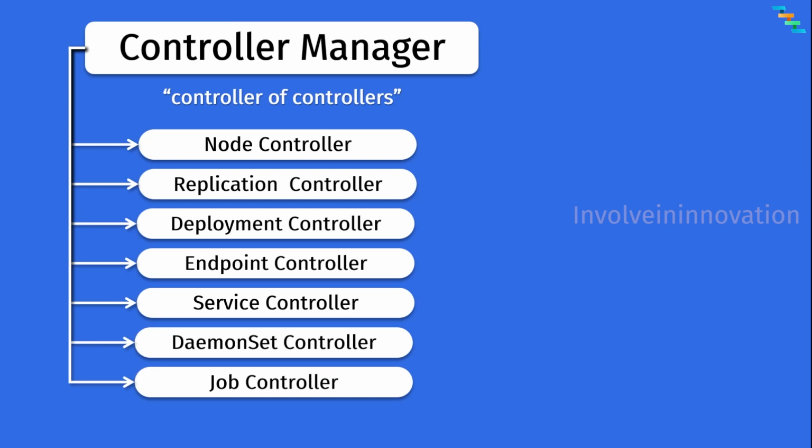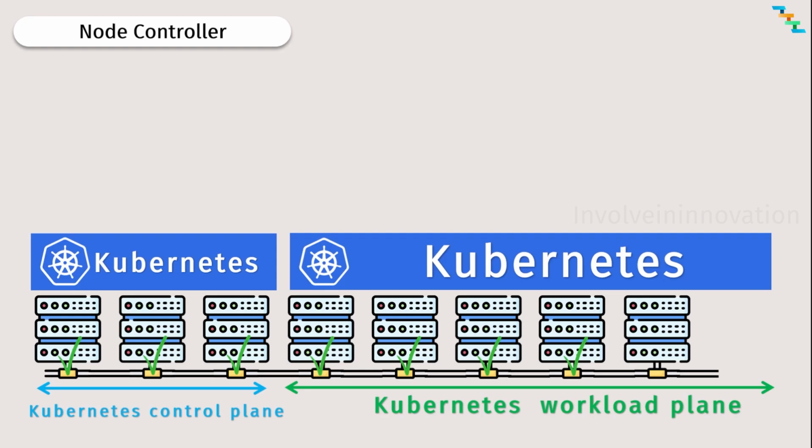Now we will see the different controllers in the controller manager. Node controller. The node controller is responsible for monitoring the health of the nodes and taking action when a node goes down, and also manages the life cycle of the nodes, including node addition and removal.